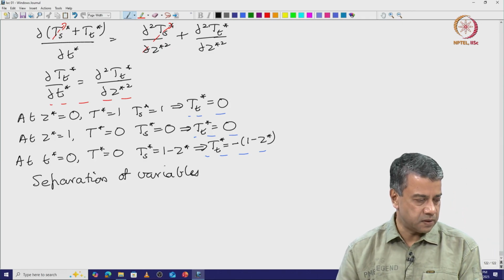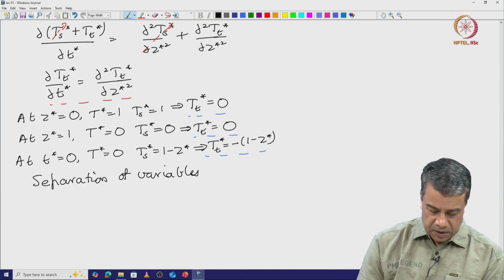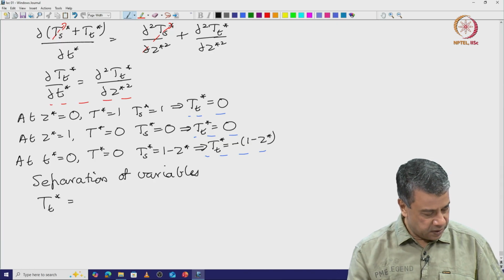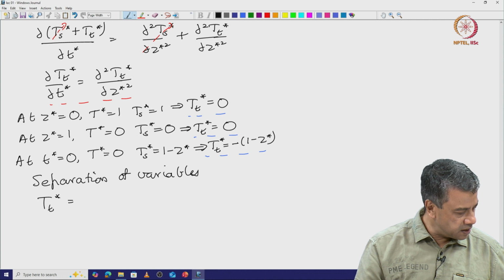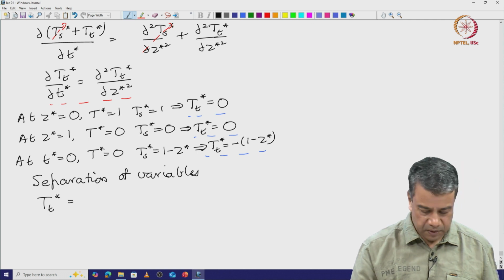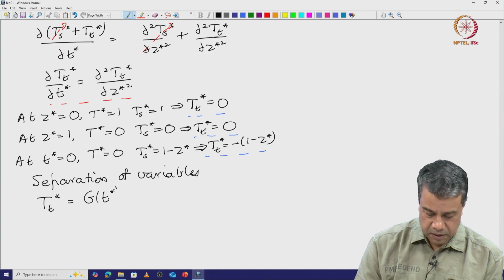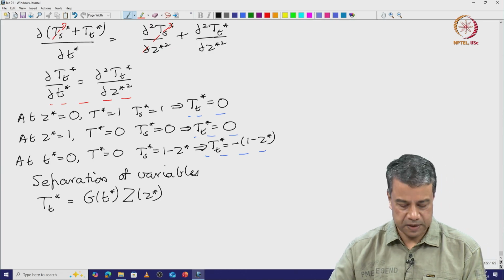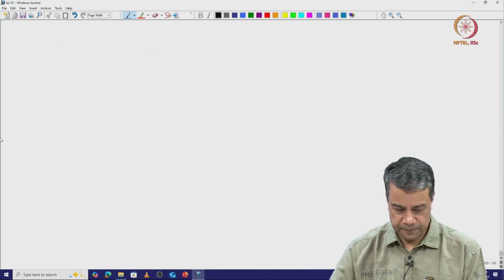Okay, we use a method called separation of variables. Separate out the transient part into two functions, one of which depends only upon z and the other which depends only upon time. G of t star, which depends only on time, times capital Z of z star, which depends only on z, and substitute into the equation.